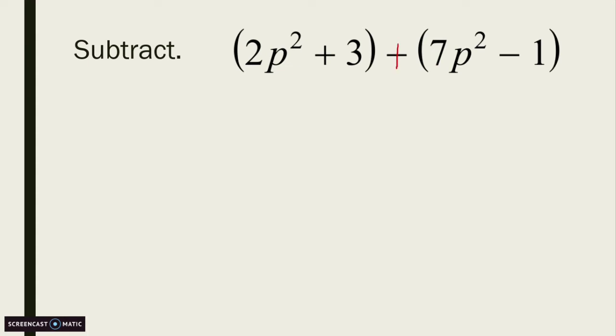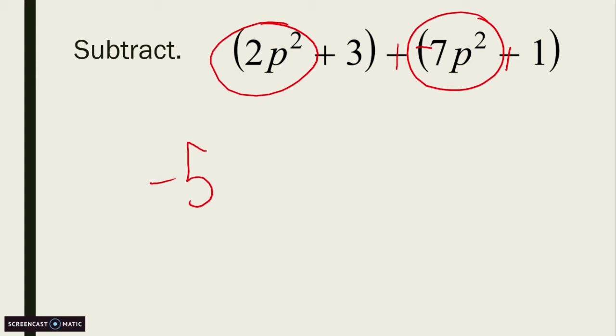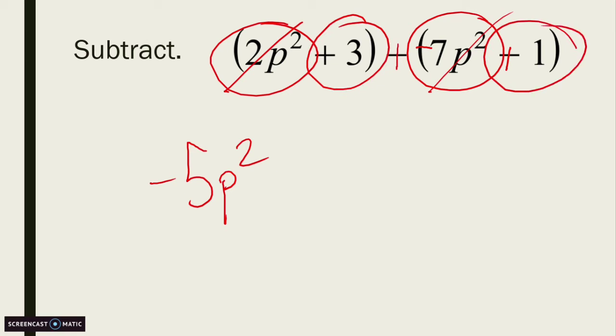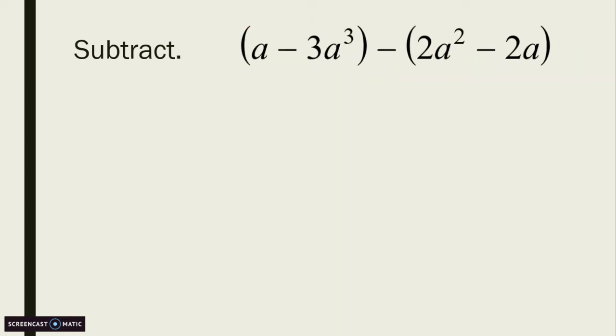Subtraction sign, add the opposite. Take the opposite of everything inside the entire polynomial that is being subtracted. Like terms, you got them. Negative 5p squared. Like terms, we got more. Plus 4.